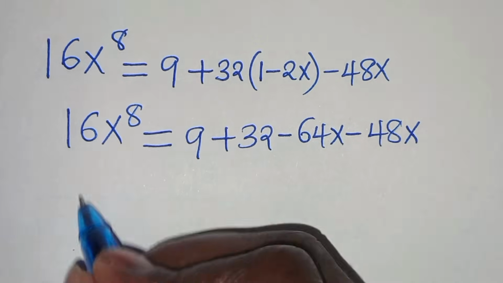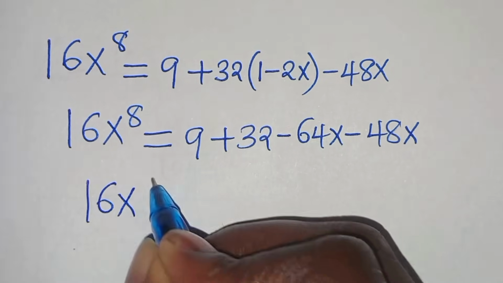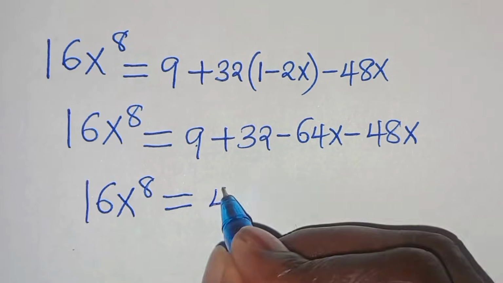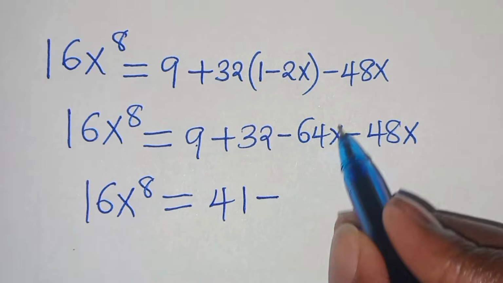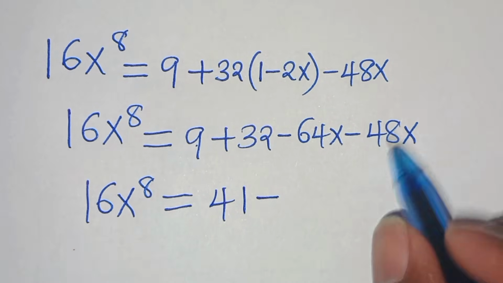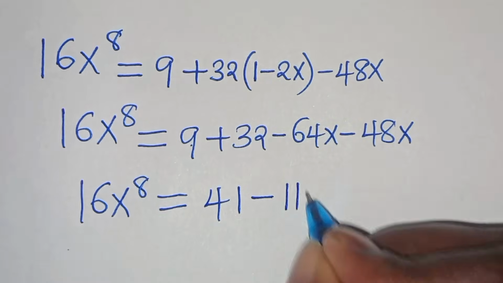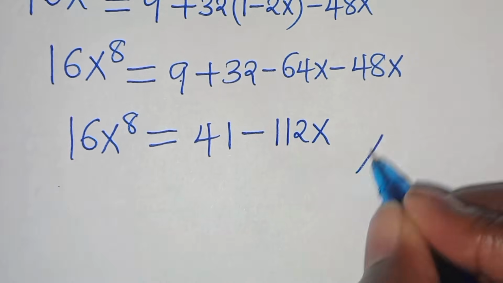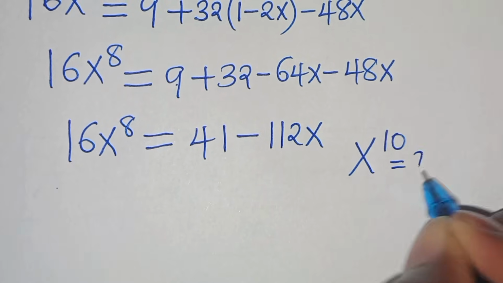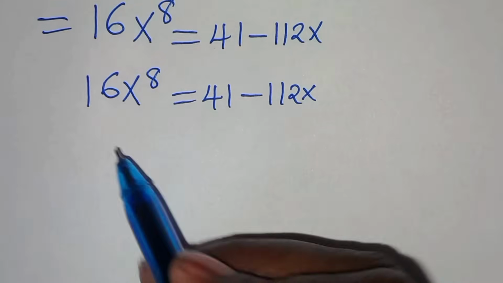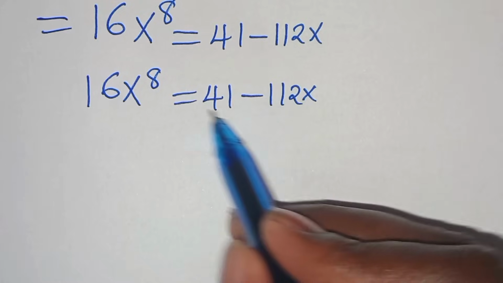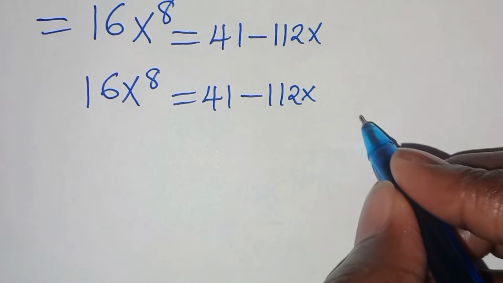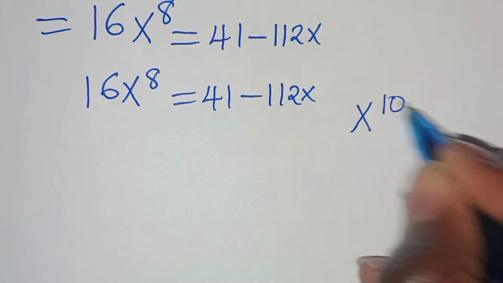So we have that 16x to the power of 8 is equal to 9 plus 2, this is 11. Then minus 64x minus 48x, this is minus 112x. Now, the question is, what is x to the power of 10? We have 16x to the power of 8 equal to 41 minus 112x. Remember, we have to solve for x to the power of 10.